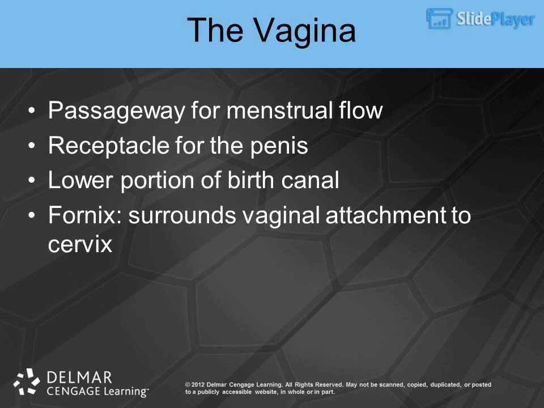The vagina is the passageway for menstrual flow and the receptacle for the penis. It is the lower portion of the birth canal. The fornix surrounds the vaginal attachment to the cervix.